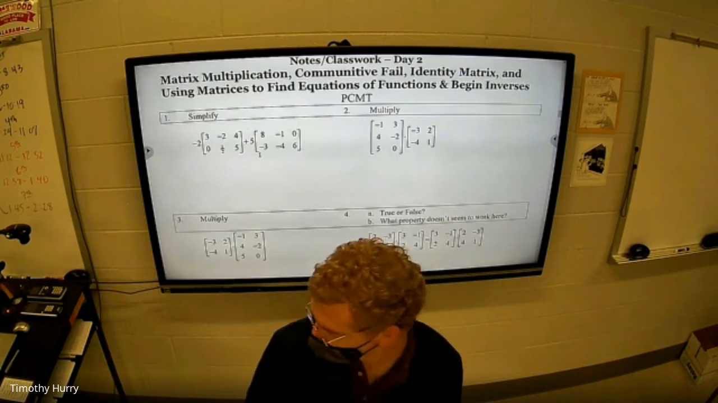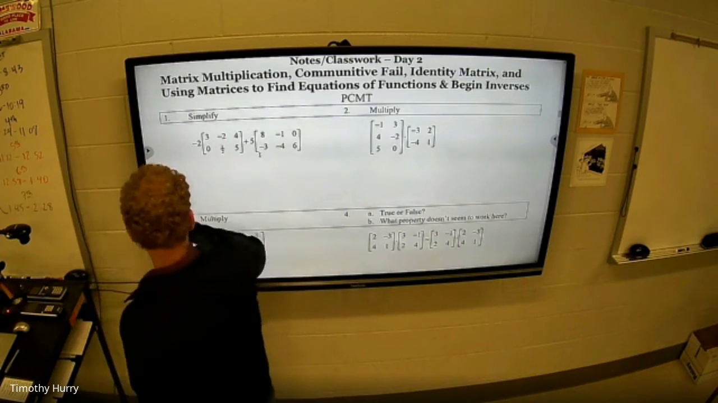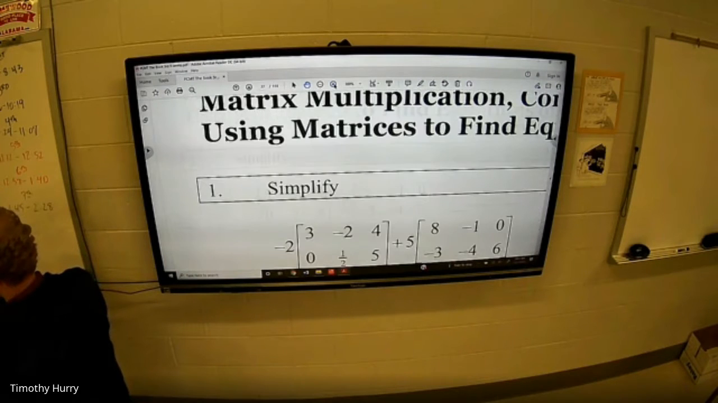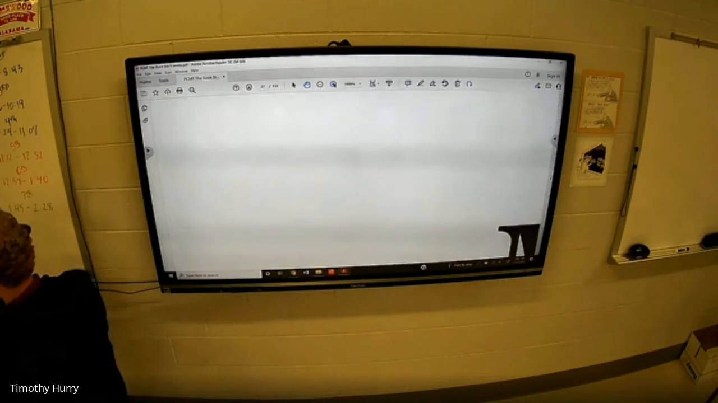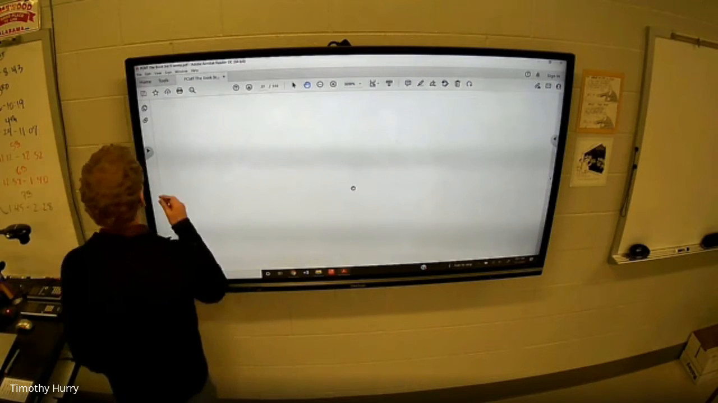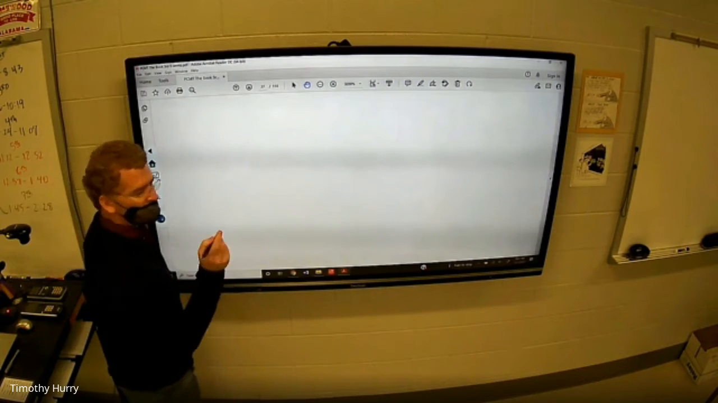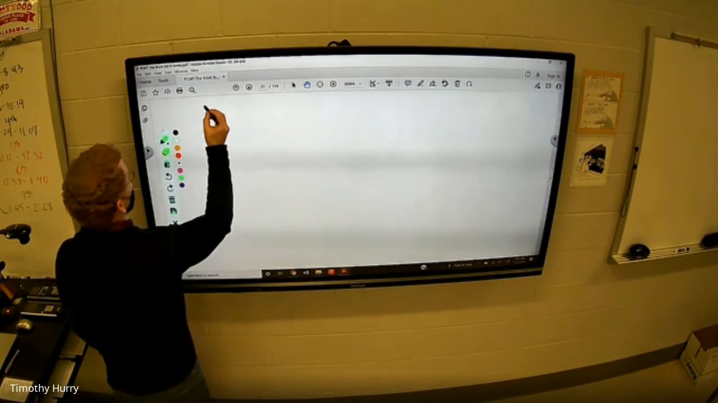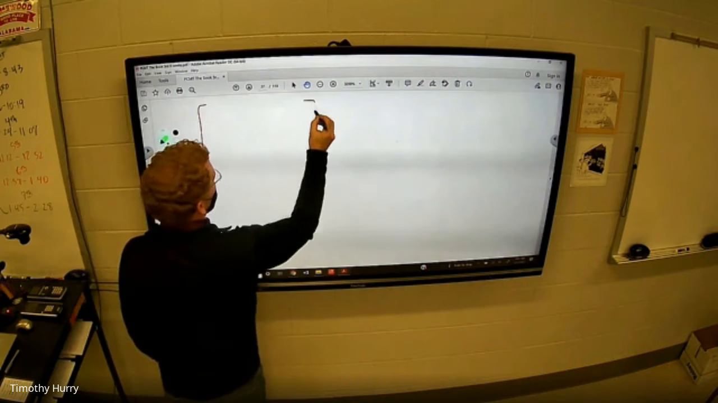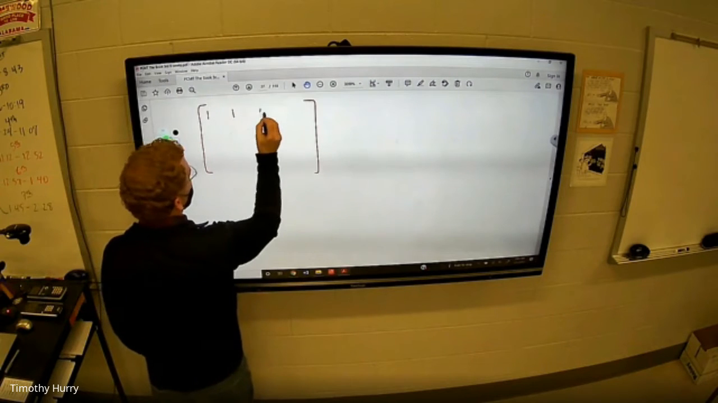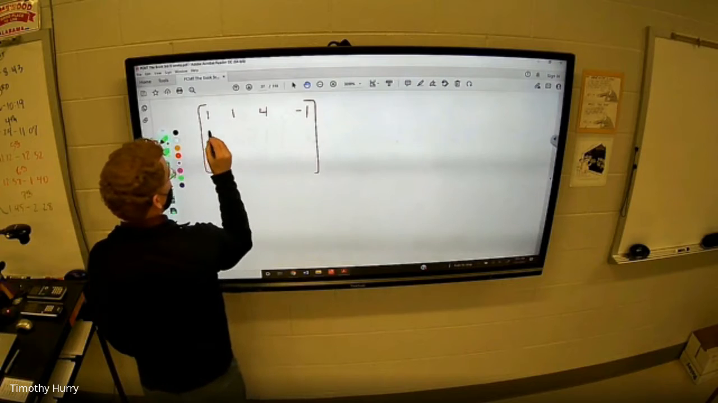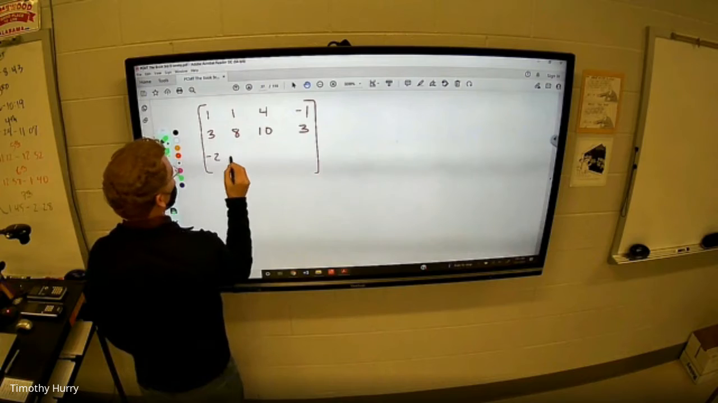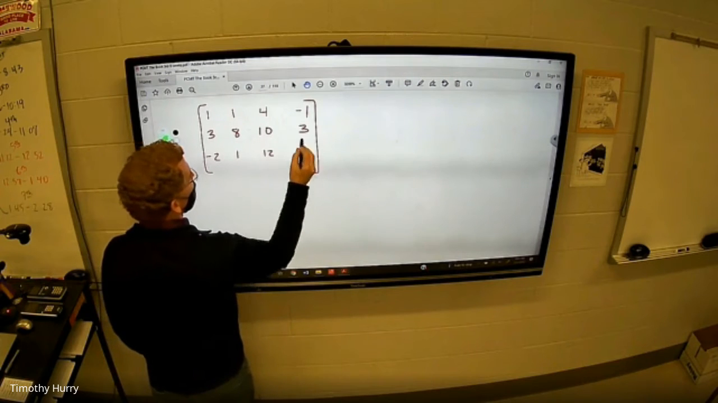If you'd like, yeah. Can you do 31? It was like 31. You ready? Yep. Part a. The 3x4 matrix, on the top row: 1, 1, 4, -1. Then 3, 8, 10, 3. Then -2, 1, 12, 6. And then there's another one.